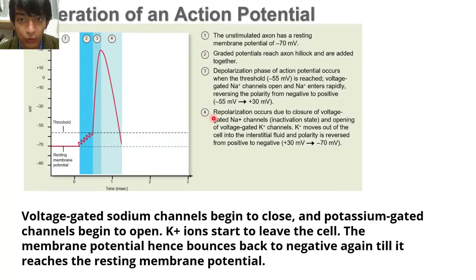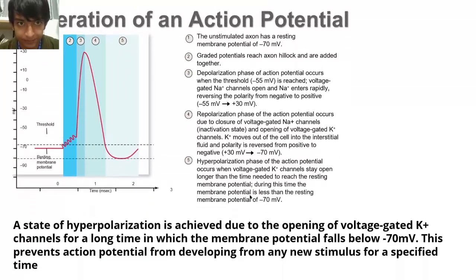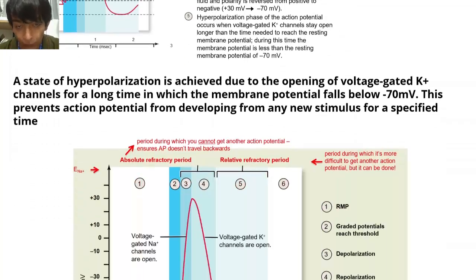Repolarization occurs due to closure of voltage-gated Na+ channels and opening of voltage-gated K+ channels. K+ moves out of the cell into the interstitial fluid and polarity is reversed from positive to negative. The hyperpolarization phase of the action potential occurs when voltage-gated K+ channels stay open longer than the time needed to reach resting membrane potential. During this time, the membrane potential is less than the resting membrane potential of minus 70 millivolts.